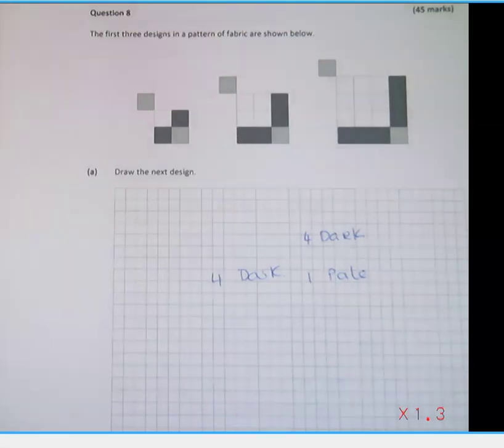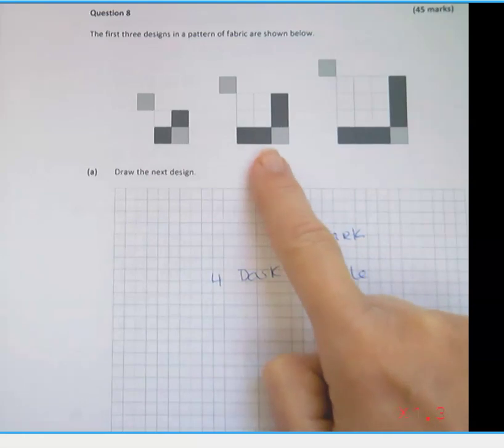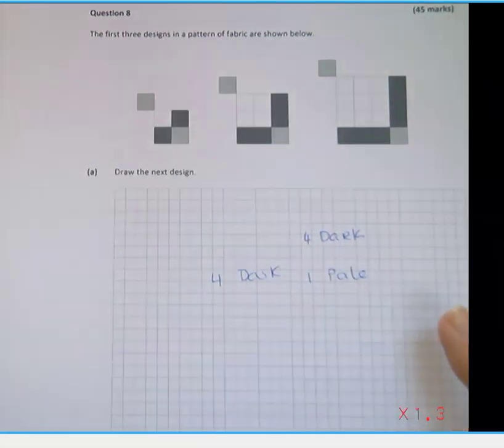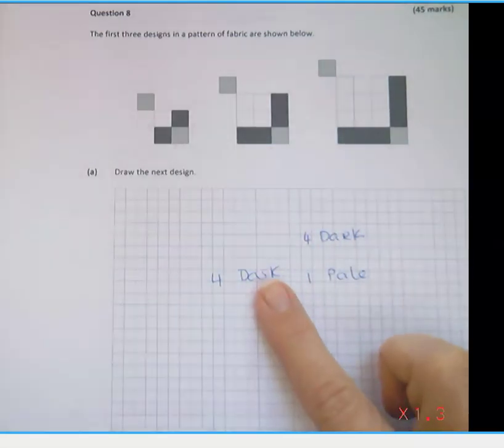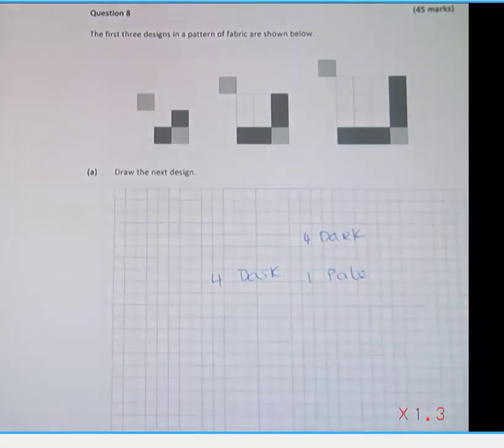For question 8, they had given you 3 patterns and they asked you to draw the next design. Okay, I'm not drawing it, but in terms of what you would do, you would have counted 1 dark square, 2 dark squares, 3 dark squares. So when you're drawing it, you would have had 4 dark squares, a pale square, and 4 dark squares up. And you would have had a single square in the corner.